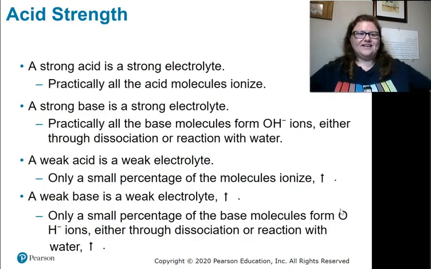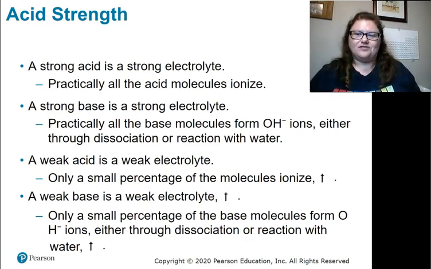All right, strength. A strong acid is a strong electrolyte, and electrolytes will carry an electric charge through solution and move electrons through solution. So we say practically all the acid molecules ionize or break apart to form ions. A strong base is a strong electrolyte as well. Look at that negative charge it has. Practically all the base molecules form OH ions. Practically, remember, ammonia does not, either through dissociation or reaction with water. And so ammonia would be through the reaction with water option.